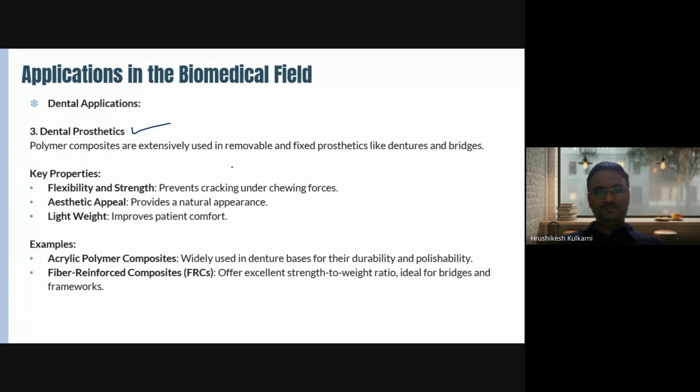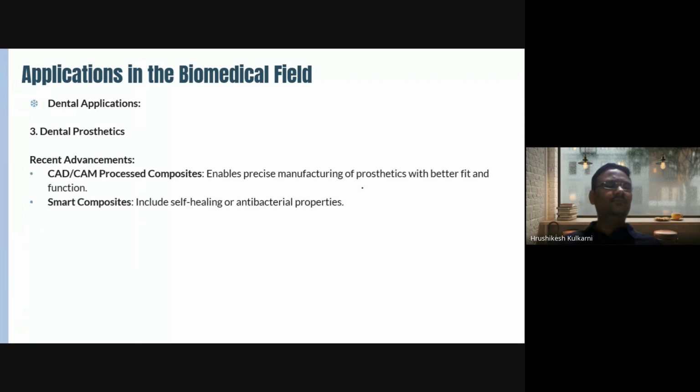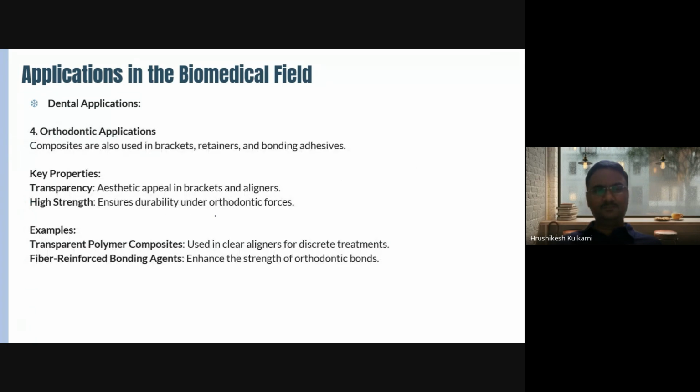Dental prosthetics. Here they are used in removable and fixed prosthetics like dentures and bridges. If the teeth are not in proper shape, or there is a gap between the teeth, or we have to create a bridge for the teeth, that is possible with the help of these polymers, because of their flexibility, aesthetic appeal, and lightweight nature. Again, what are the different manufacturing systems? We are already aware of CAD/CAM processes and smart composite methods which are used for dental prosthetic applications.